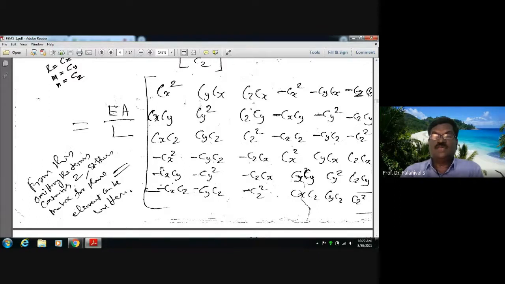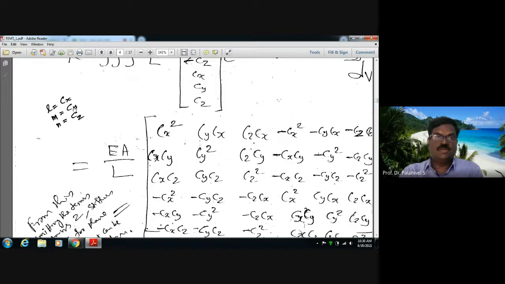Remember. From this I want to get a truss element in a plane. How do I get it? Please see here. From this, omit the terms containing Z, and the stiffness matrix for the plane element can be written. Plane means no Z axis, only X and Y axes, so whatever terms contain the direction cosine of Z, you neglect. So you only take Cx square, Cx Cy. Cz Cx will be 0, and the third term will be minus Cx square, then minus Cy Cx. Wherever the direction cosine Cz is there, omit that term. You will be getting a 4 by 4 matrix for a plane truss.